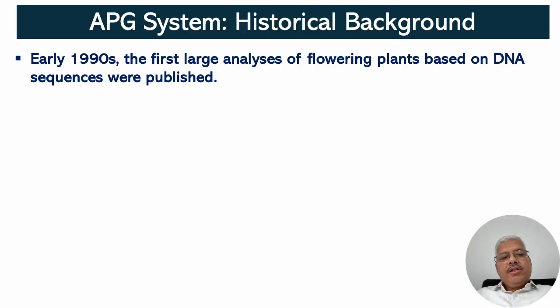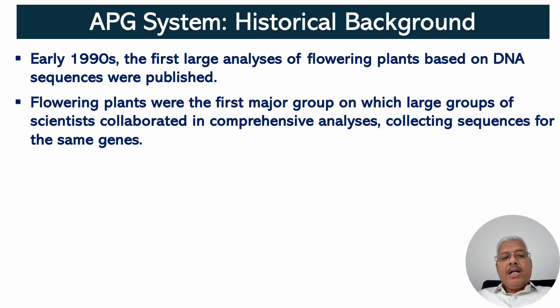In the early 90s, the first large analysis of the flowering plants based on DNA sequences was published. This had become possible due to major developments in DNA sequencing technology and computing power in the late 20th century. Flowering plants were the first major group on which a large group of scientists collaborated in a comprehensive analysis of this type, collecting sequences for the same genes so that the data could be combined.